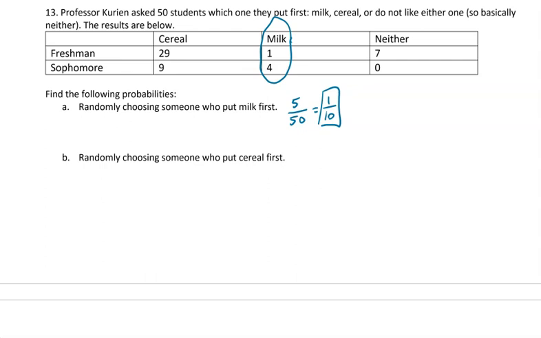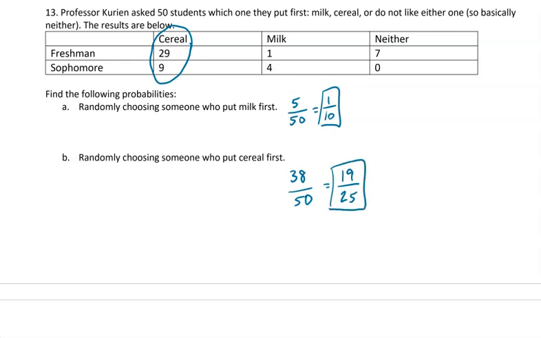All right, what about somebody who puts cereal first? Same thing, but different column. So this time we're looking at the cereal column. If we add 29 and 9, that is 38 out of 50. And we can divide both these by 2 to get 19 out of 25.